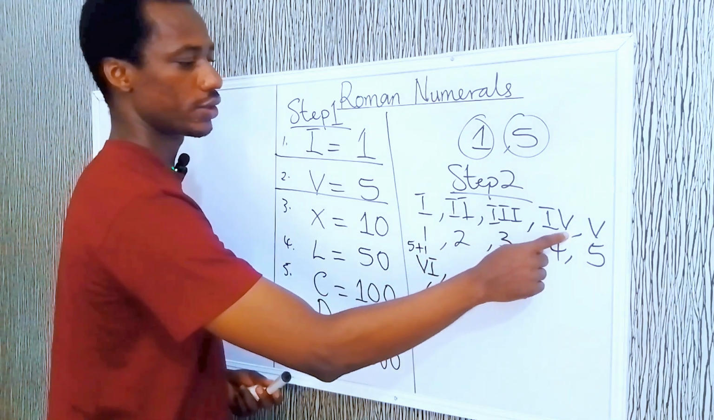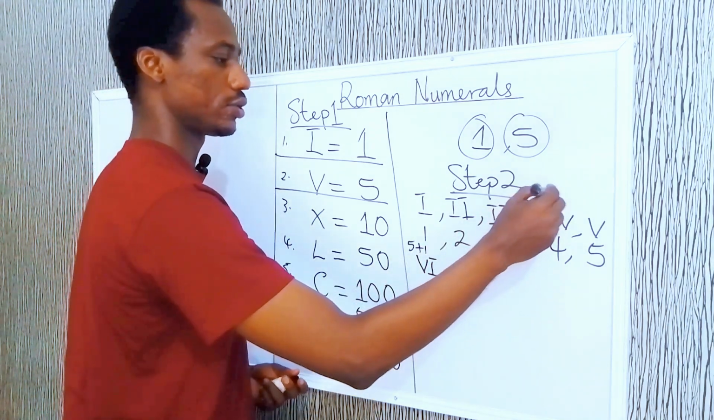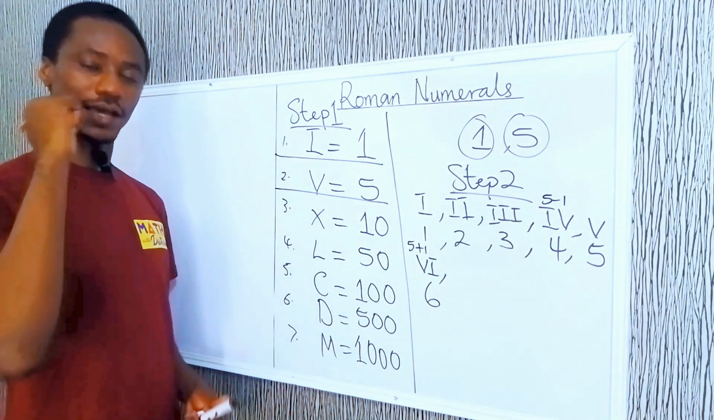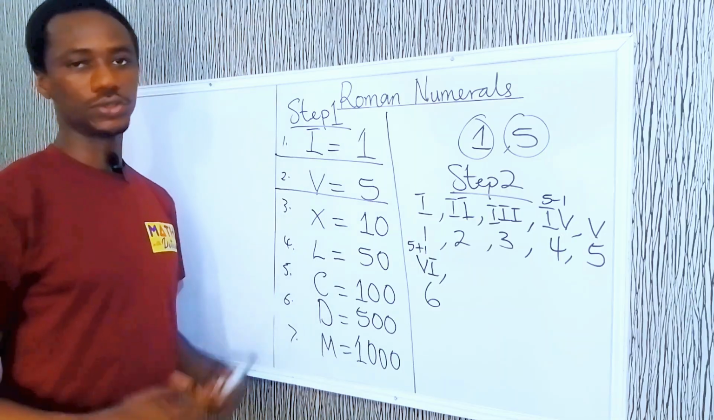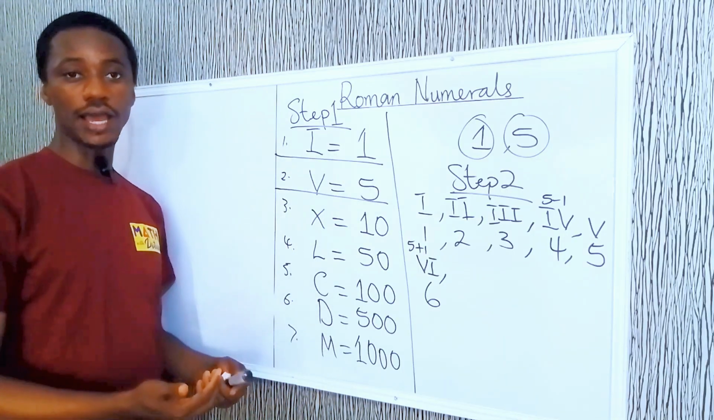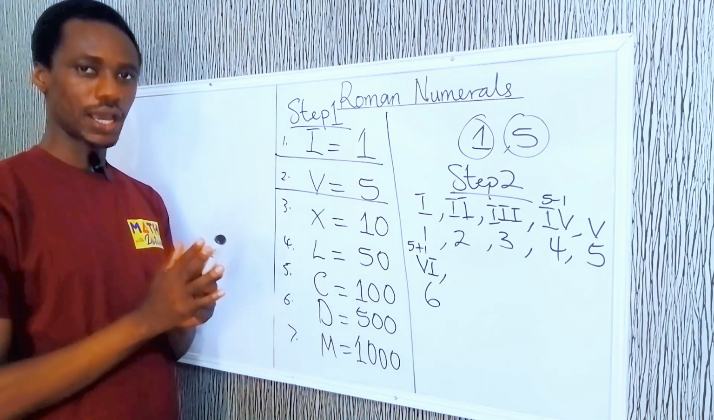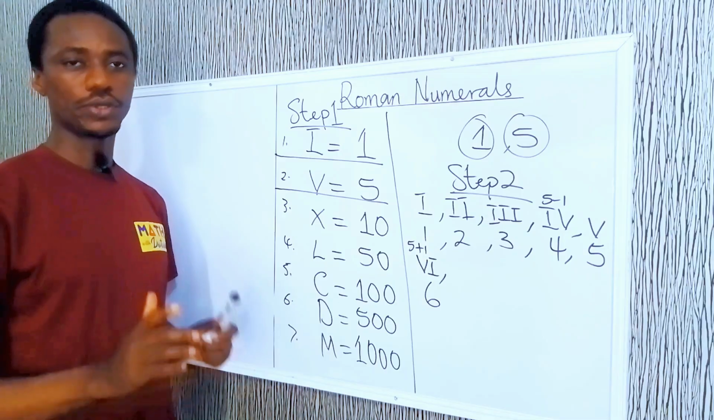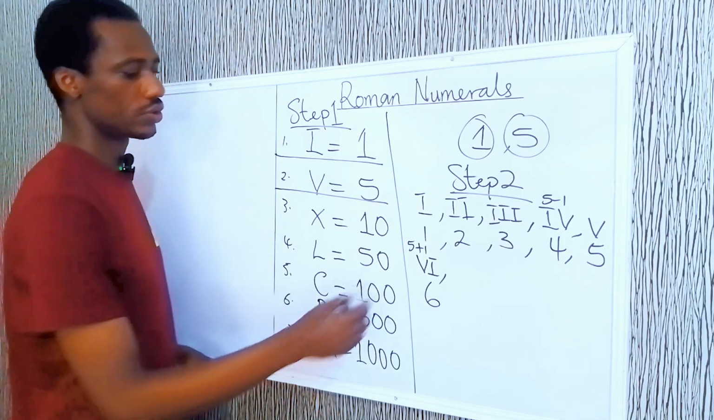But here you have I before V, so you know you're doing 5 minus 1. When you have the smaller letter before the bigger one, you're doing subtraction. If you have the smaller letter after the bigger one, you're doing addition. This is very important for you to note in Roman numerals. Okay, let's go ahead.